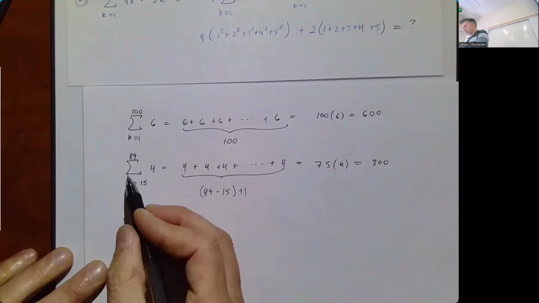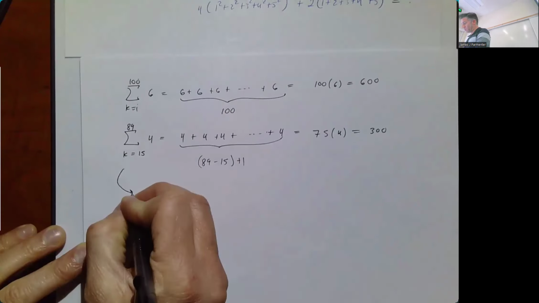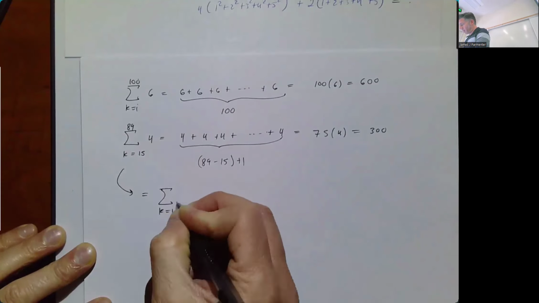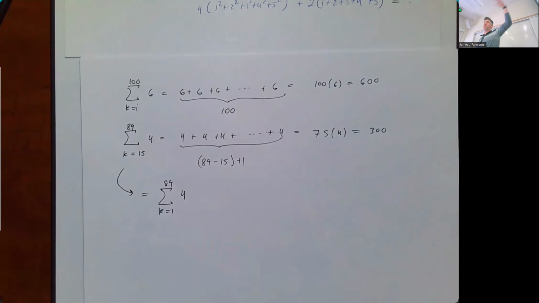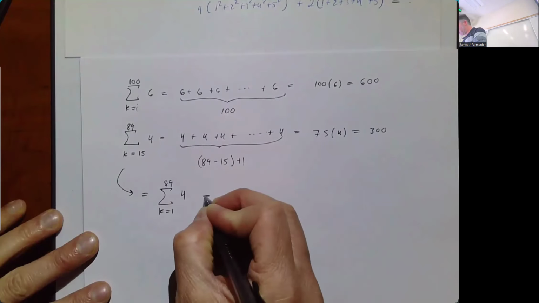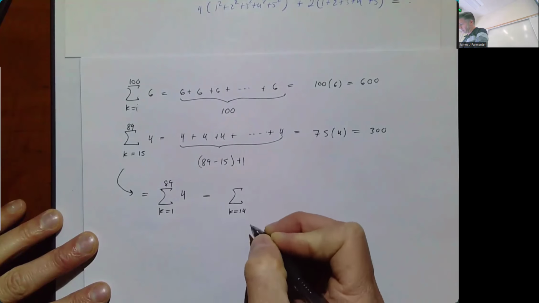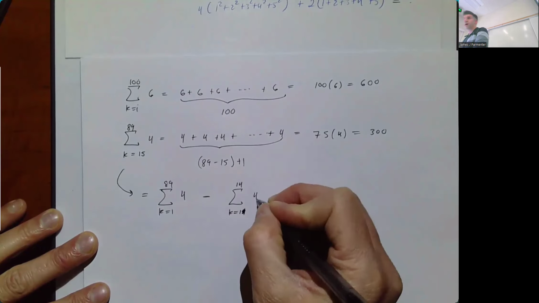So what's happening here, another way you could think of this, and actually this is a useful thing as well. If you really wanted to, you could imagine this as the sum from k equals 1 to 89 of 4. So I'm adding up everything starting at k equals 1 all the way to 89, but then I don't actually want the first 14 of them, right? I really wanted to start at k equals 15. So I really want to subtract off the sum from k equals 1, apologies, to 14 of 4.